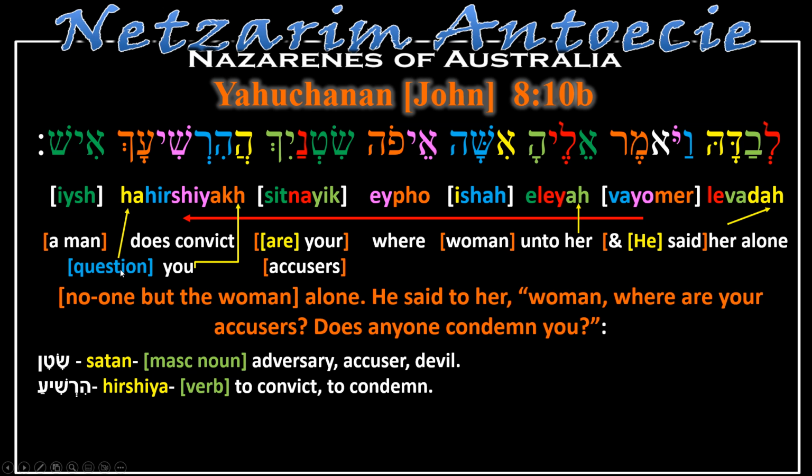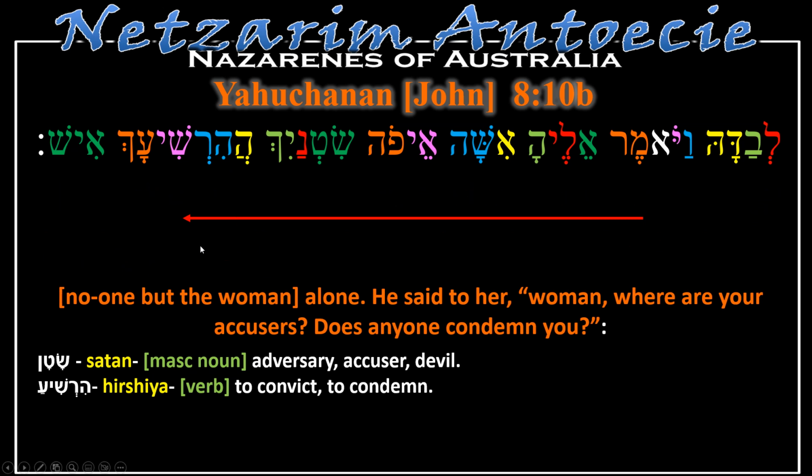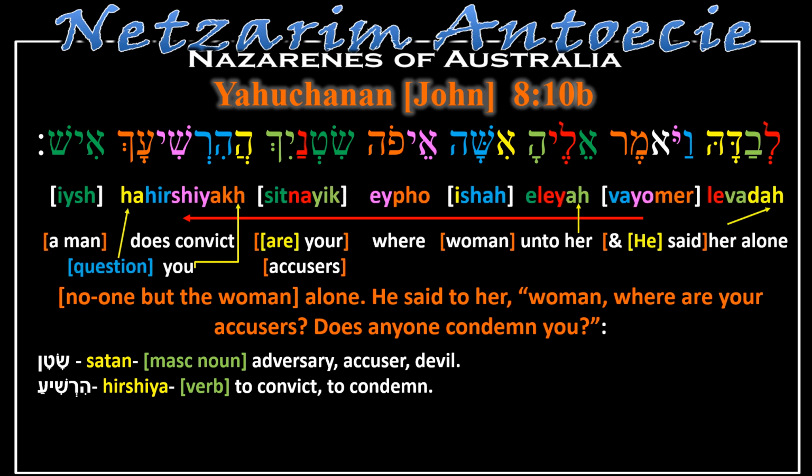And it's a questioning hey. Does convict you, let's come back to that, does convict you, and we have to look down here. Here, shia, a verb to convict, to condemn. So it's a question, so we say, does convict you, and the you is the kaf at the end. Ish, meaning a man. So the translation, no one but the woman, from the previous verse, alone. He said to her, woman, where are your accusers? Does anyone condemn you?